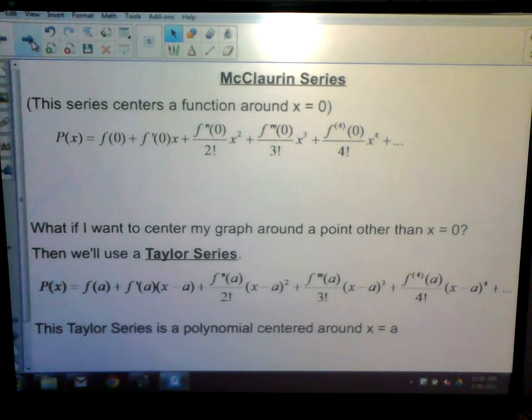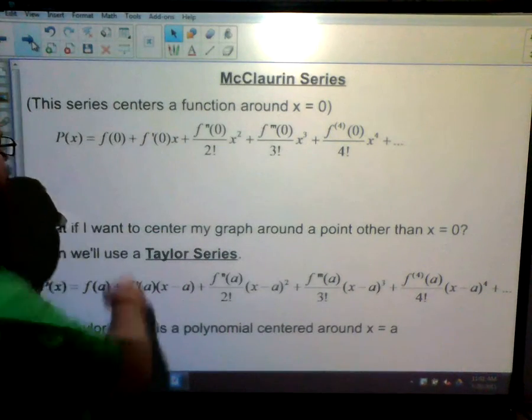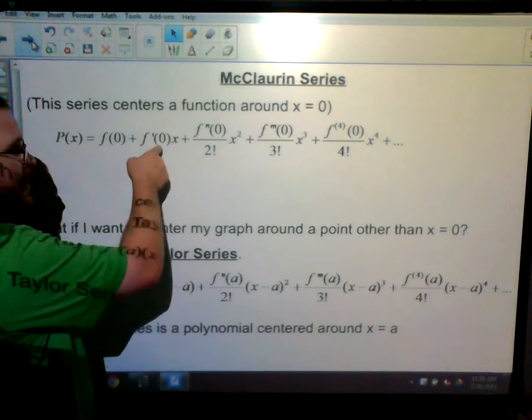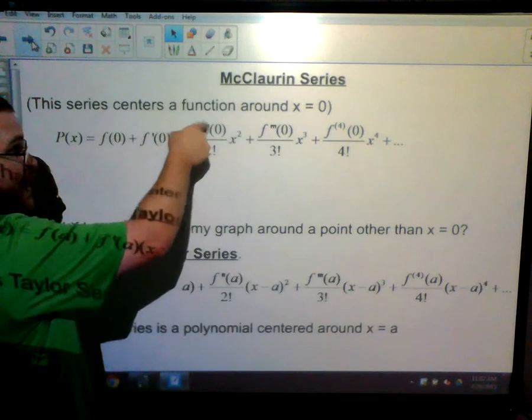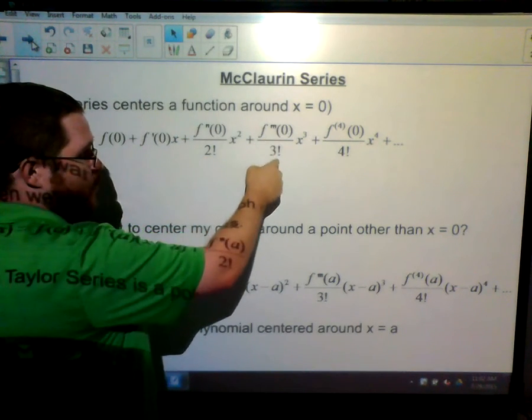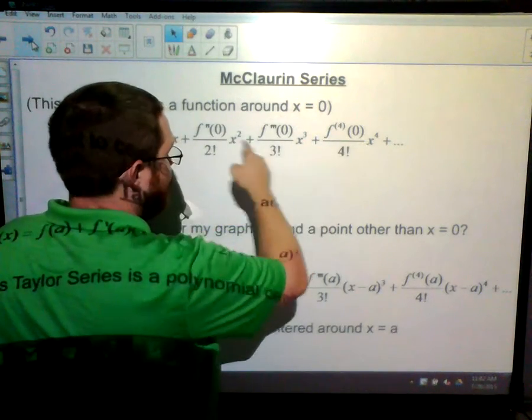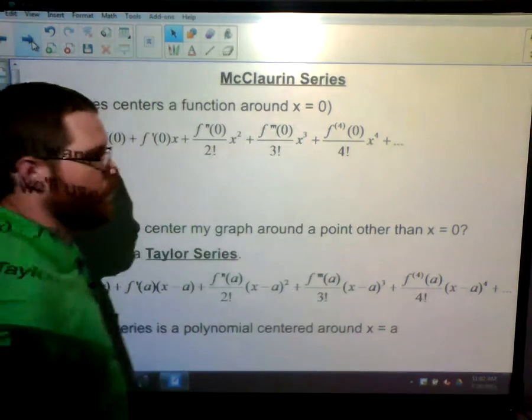A Maclaurin series is a type of Taylor series that's around the point 0. So, the sooner you memorize this, the better it'll be. But it's really easy. f of 0, f prime of 0 over 1, f double prime of 0 over 2 factorial, f triple prime of 0 over 3 factorial, f4 prime of 0 over 4 factorial, and don't forget your x squared, x to the third, x to the fourth.